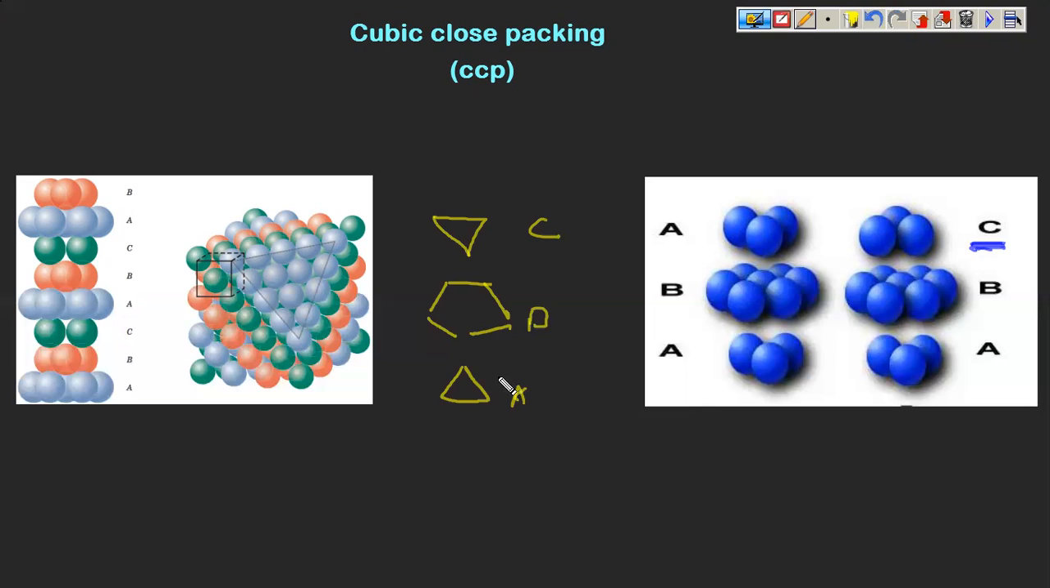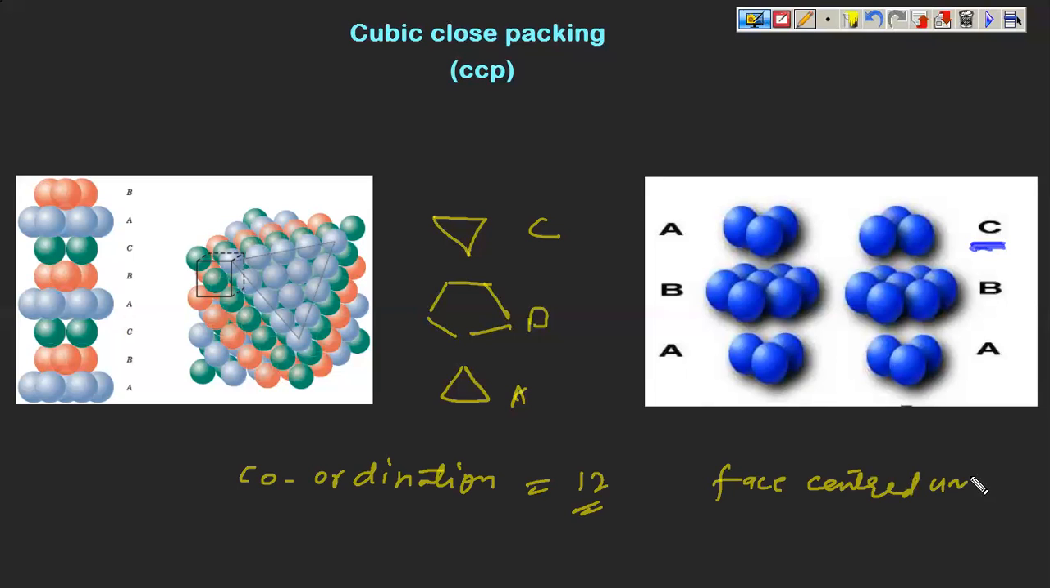Both cubical close packing as well as hexagonal close packing have coordination number 12. HCP and CCP both have coordination number 12, as well as they form a face centered unit cell.